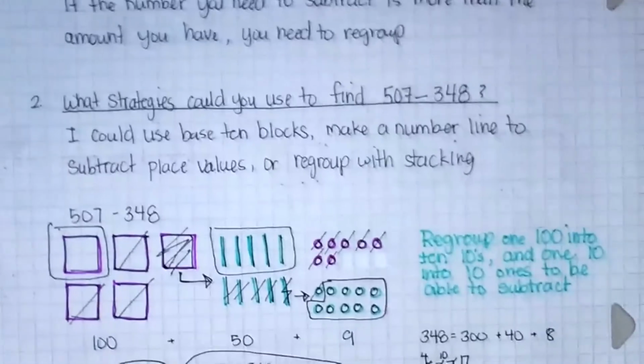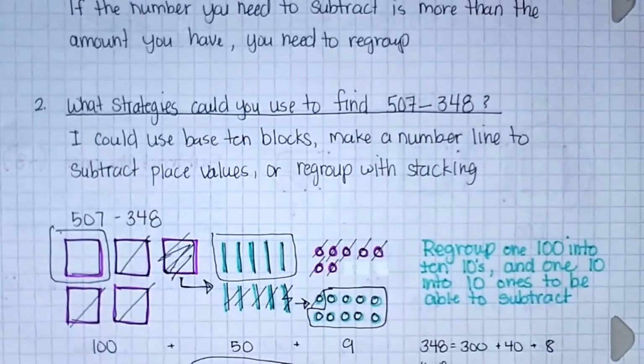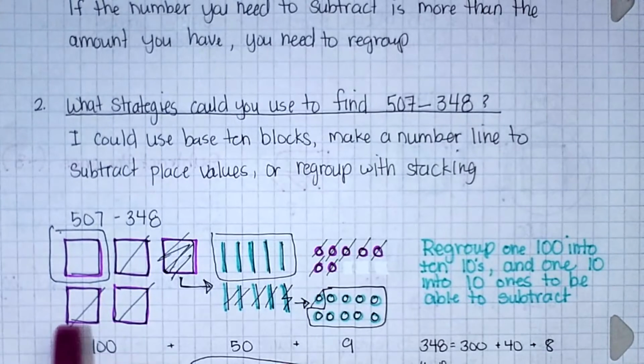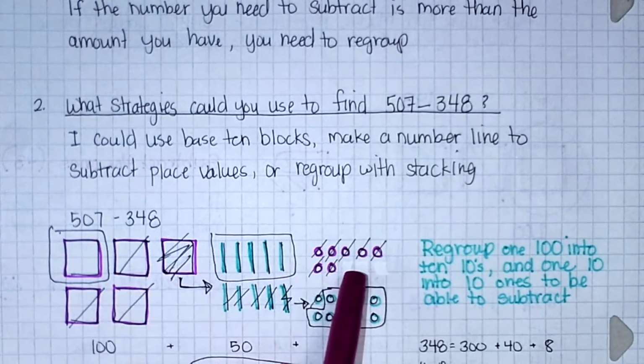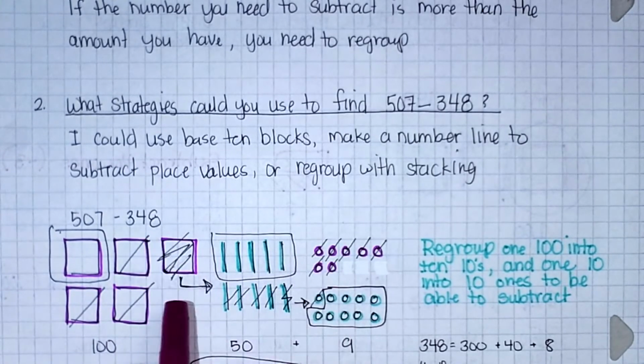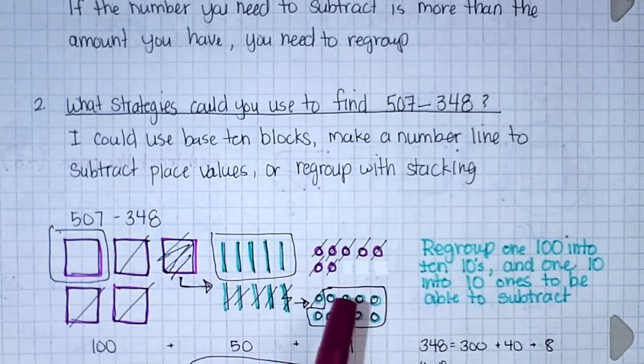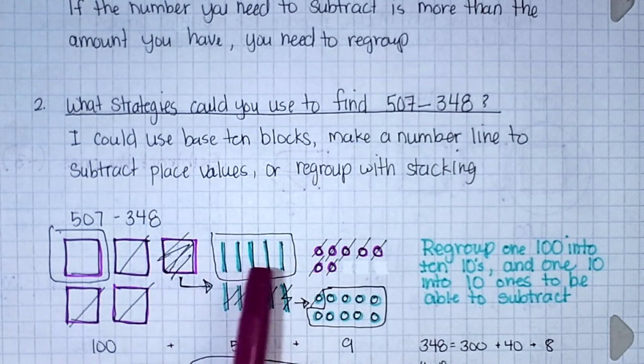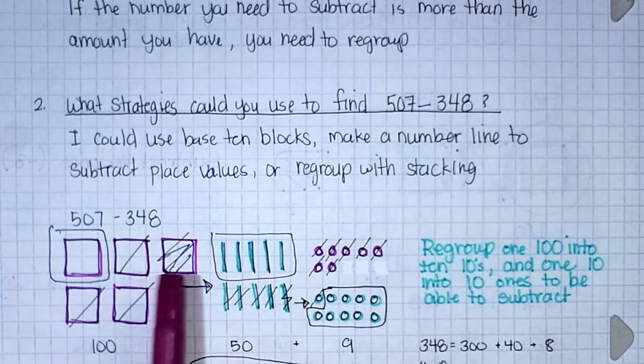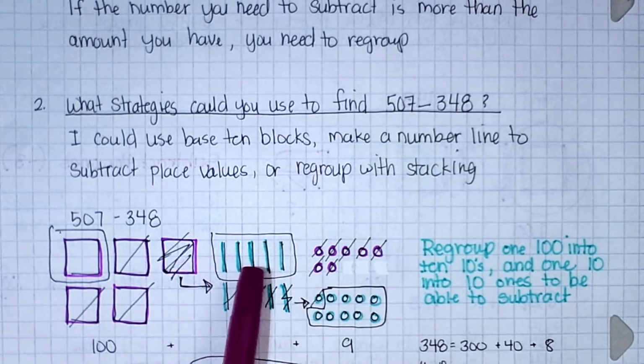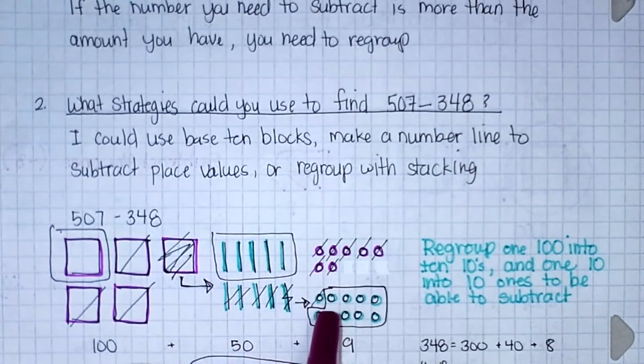So I could use a lot of different strategies. I could use my regrouping using my base 10 blocks. So I drew my 507. Those were in purple. And I needed to subtract 348. So I didn't have enough ones to subtract. So I needed to switch out a group of 10 for ones, but I didn't have a group of 10. So I needed to go even farther and grab one of the hundreds, break the 100 into 10 10s, and then take one of those 10s and break it into ones.